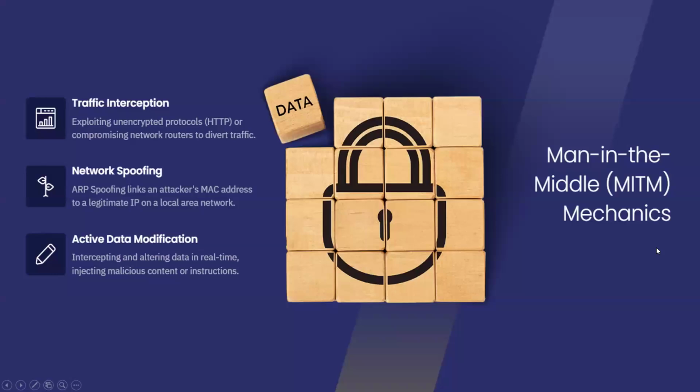Okay. So this slide is talking about what I've said in the course of the conversation: traffic interception, exploiting unencrypted protocols like HTTP, or compromising network routers to divert traffic. I talked about this when I was giving an overview of what man in the middle is. I've talked about DNS spoofing. Here we have network spoofing. What network spoofing does is link an attacker's MAC address to a legitimate IP on the network. It's the same thing I said when I was talking about DNS spoofing.